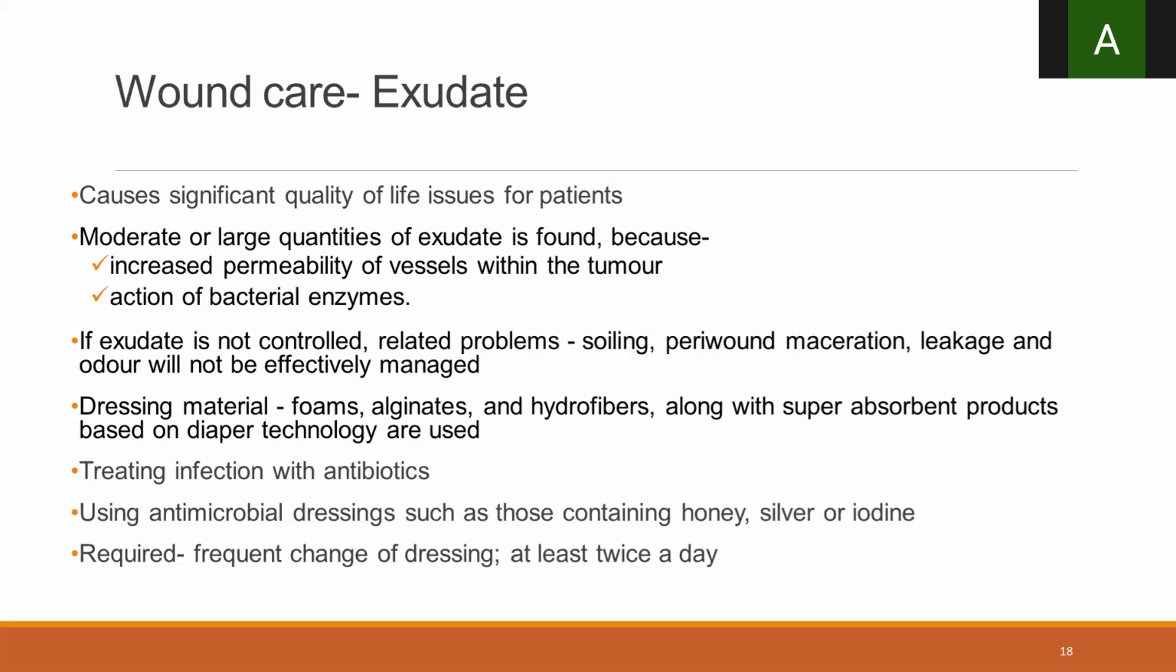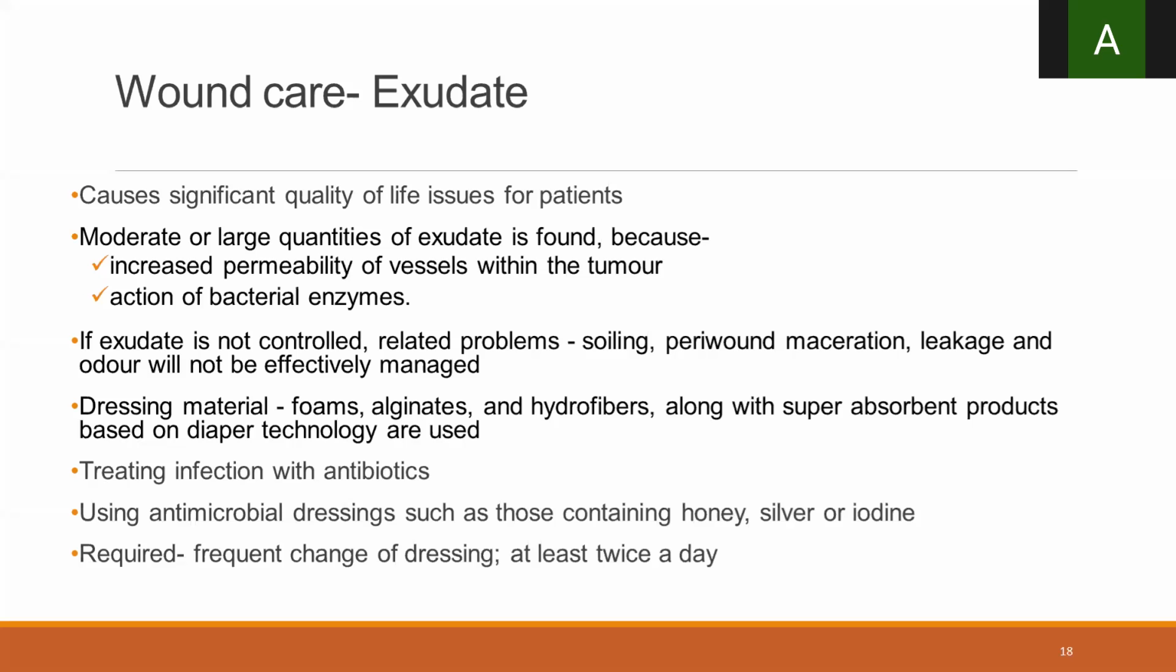Okay, moderate or large quantity of exudate is found because of the increased permeability of the vessels within the tumor itself, or maybe because of the action of the bacterial enzymes. This we also saw in the pathophysiology in previous slides. If exudate is not controlled, then other problems along with it are very easy. Easily they spoil the scenario.